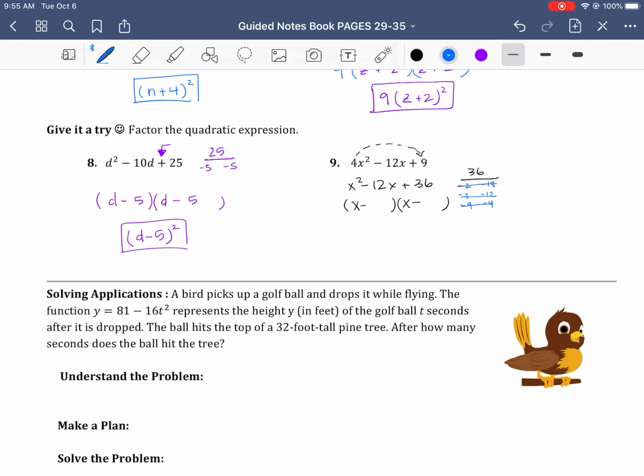Let's see, what else is it divisible by? Negative 6 and negative 6. Excellent. Negative 6, negative 6. We get x. Then we've got to finish bottoms up, right?